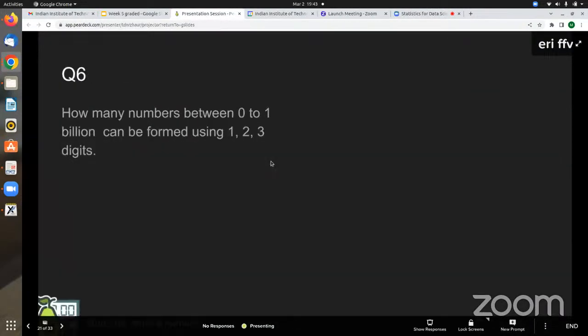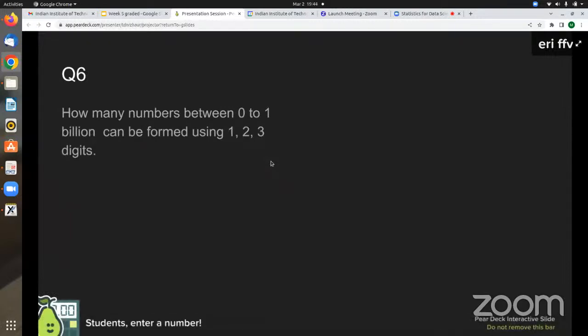Okay, let's go to question number 6. This is the same question. The only difference is we have to use the digits 1, 2, 3. Previously, which digits had we used? 0, 1, 2, right? Now you just find it out.